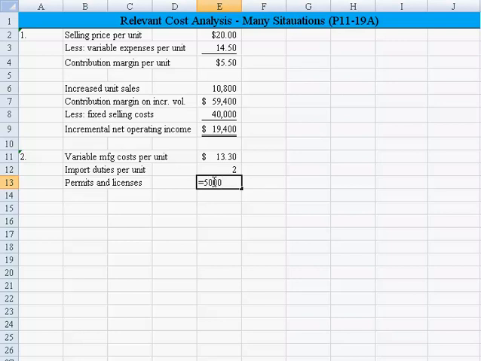But if we wanted to turn it into a per unit basis, we have to take those permits and licenses and divide it by the order volume, which was 10,000 units. Okay, everyone with me there? So that comes to 50 cents permits and license, a variable cost. There also were shipping costs involved on this one, and the shipping costs were equal to $2.60.